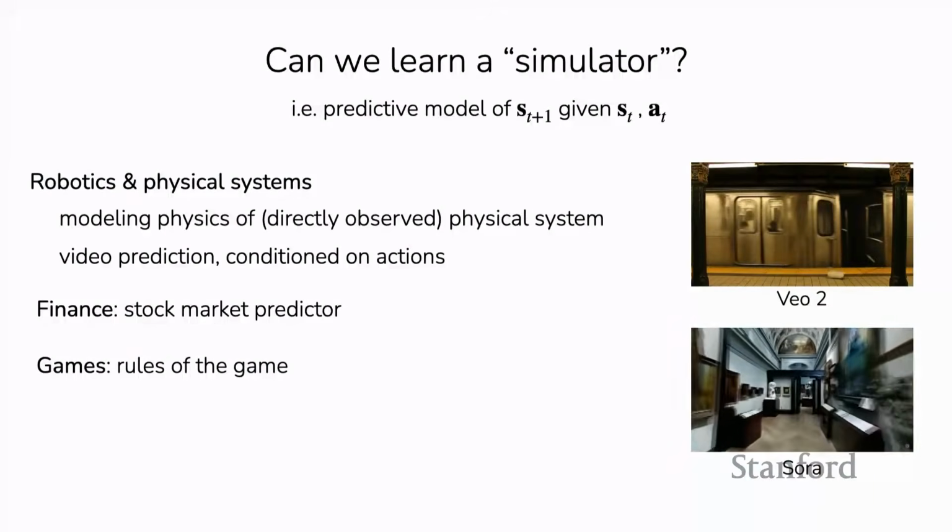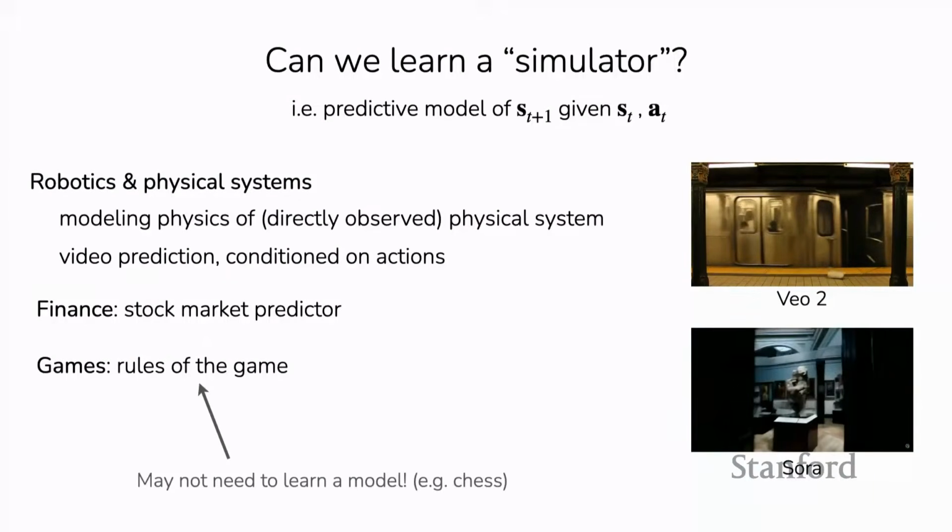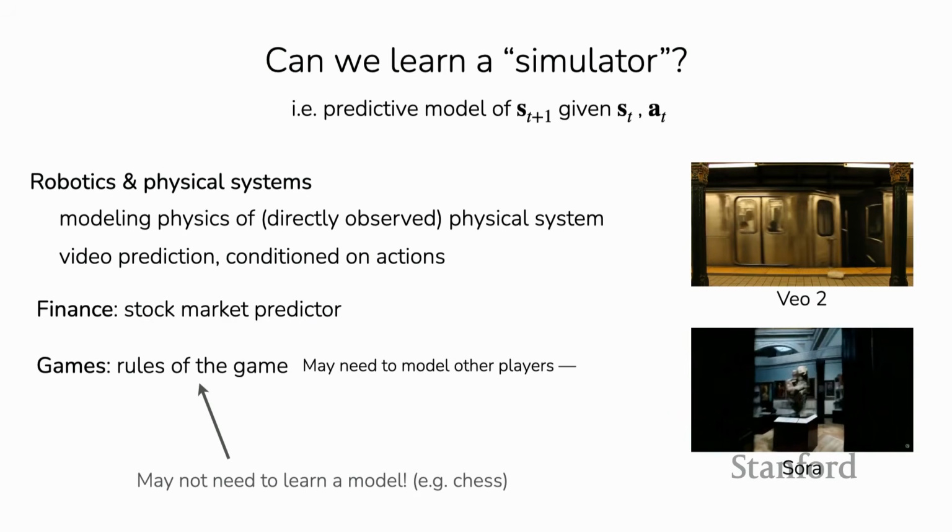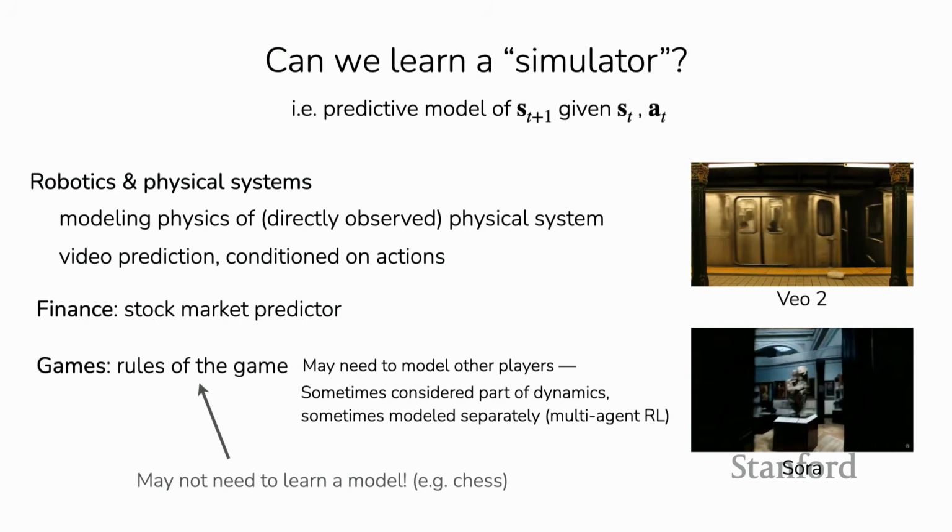And actually, in a lot of games, you might already know the rules of the game, and you may not even need to learn a model in the first place. For example, in chess, if you take a particular action, you know the outcome, you know how the piece will move as a result of that action. Then in 2-player, 3-player, or multiplayer games, you might need to model other players. Modeling other players can sometimes be considered part of the dynamics, but oftentimes it's modeled separately, so you don't necessarily need to consider it as part of the simulator of the world. For example, you might be able to use the model of yourself as a model of another agent.